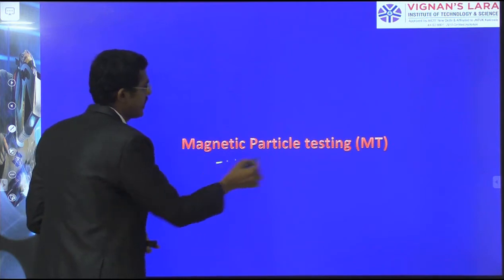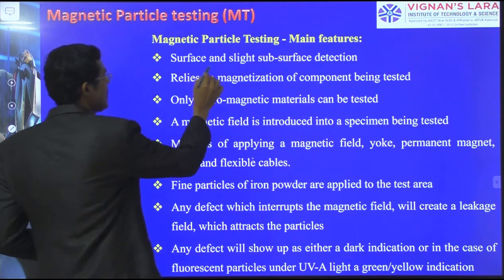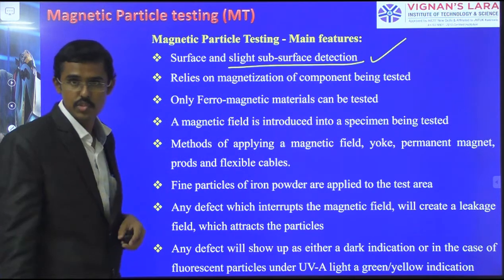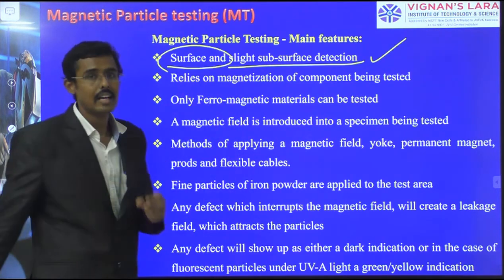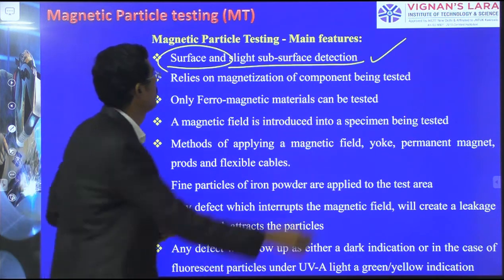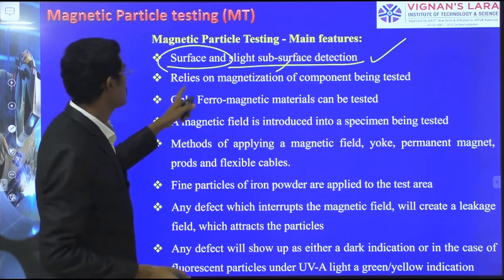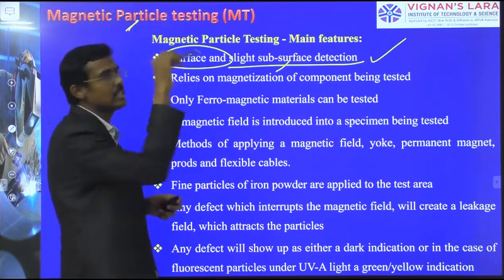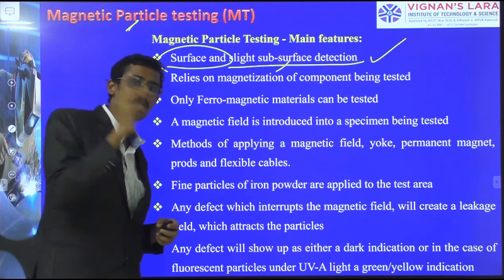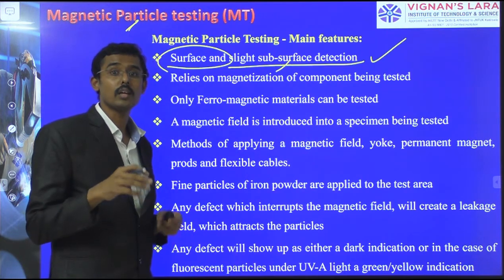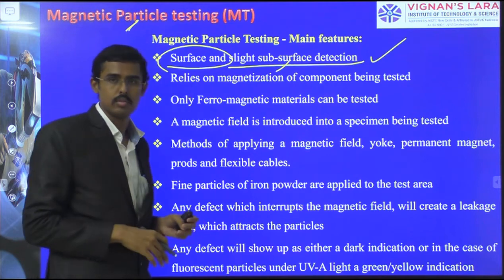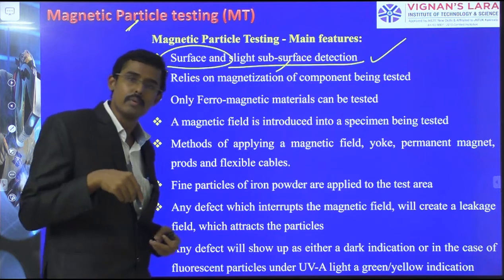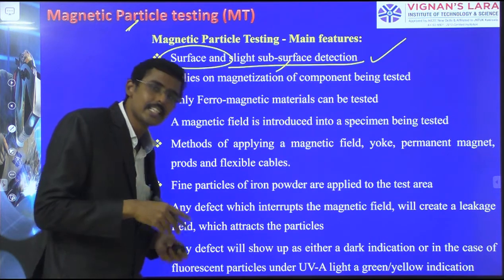So we come to the next, magnetic particle testing. Surface and slight subsurface defects are also detected here. Magnetic particle testing is mainly useful for surface defects and secondarily slightly useful for subsurface defects. It relies on magnetization of the component to be tested. The principle we are using is a magnetizing method. We spray iron particles over the specimen, and the iron particles fill the cracks. When the magnetic particles are applied, the remaining particles come out, and the iron particles which are in the cracks will show the results.